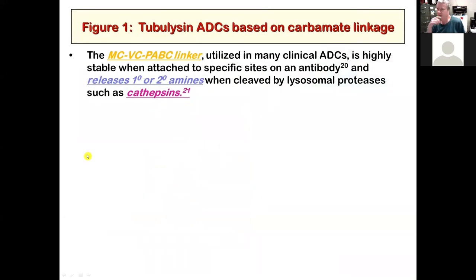Okay, so back to the paper. They're talking about this carbamate linkage. Remember the carbamate that was next to the valine and the citrulline? I'll show it in a second. It's called the MC-VC-PABC linker, utilized in many clinical ADCs, is highly stable when attached to specific sites on an antibody. That's really good. So you can attach this to antibodies, right? And it releases an amine when it's cleaved by lysosomal proteases such as cathepsins, which we were just talking about also, right? Cathepsins are a protease that is upregulated in a lot of tumor cells.